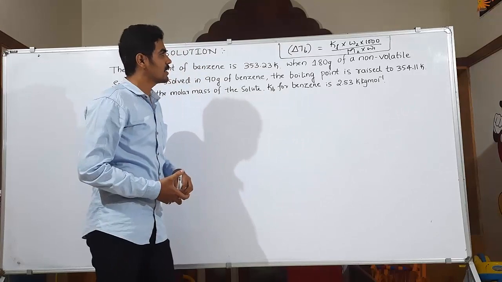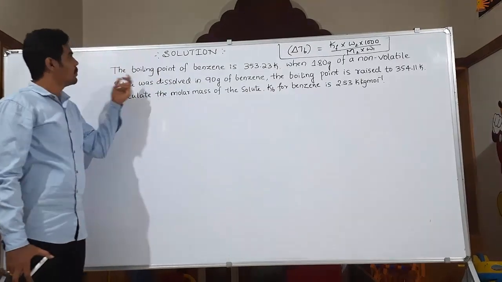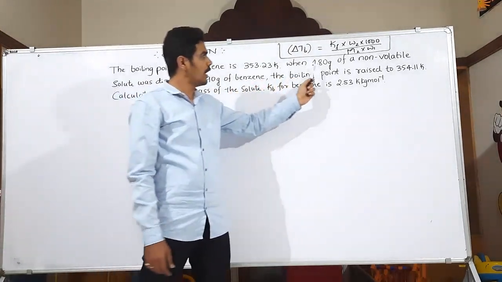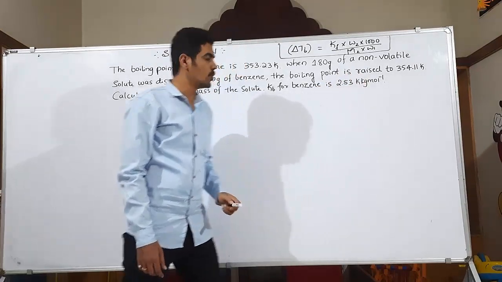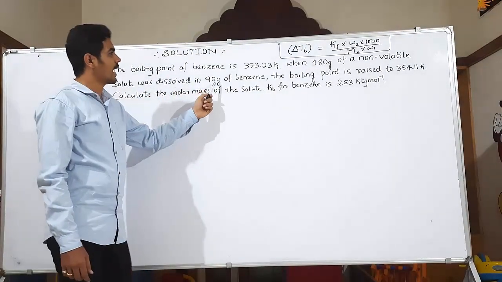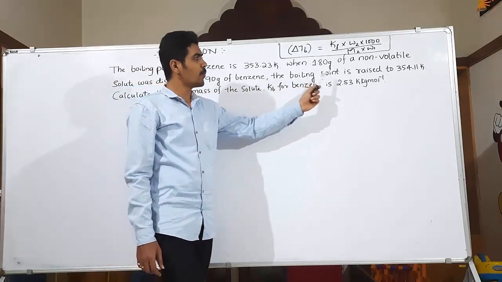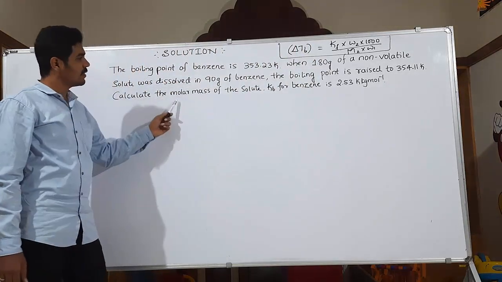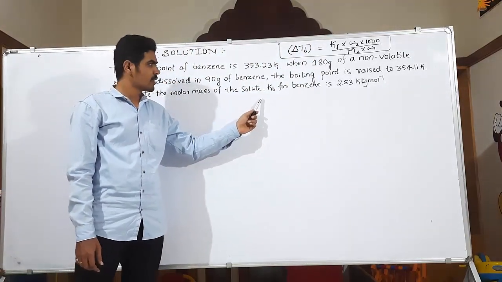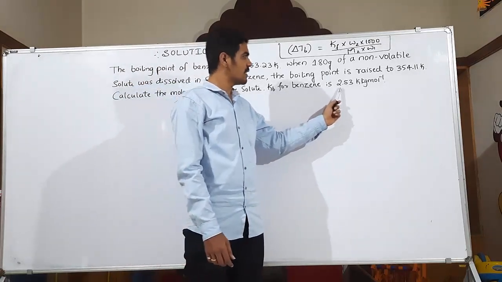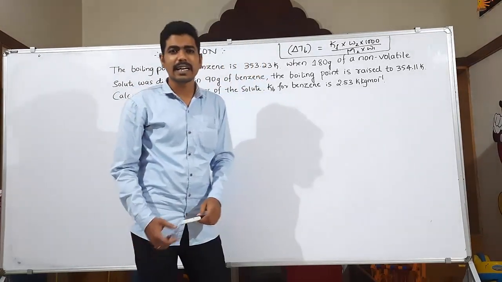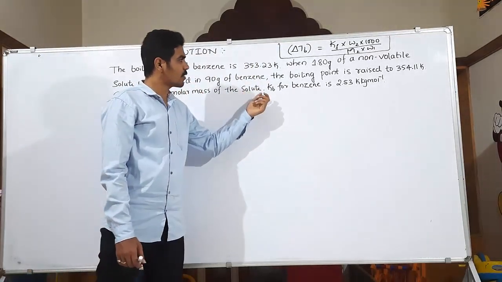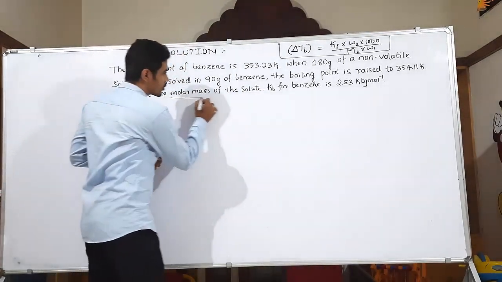Okay, so let us see the problem. The boiling point of benzene is 353.23 Kelvin. When 1.80 gram of a non-volatile solute was dissolved in 90 gram of benzene, the boiling point is raised to 354.11 Kelvin. Calculate the molar mass of the solute, and Kb for benzene is 2.53 Kelvin kg per mole. So this is the problem, and they ask you to calculate the molar mass of the solute.